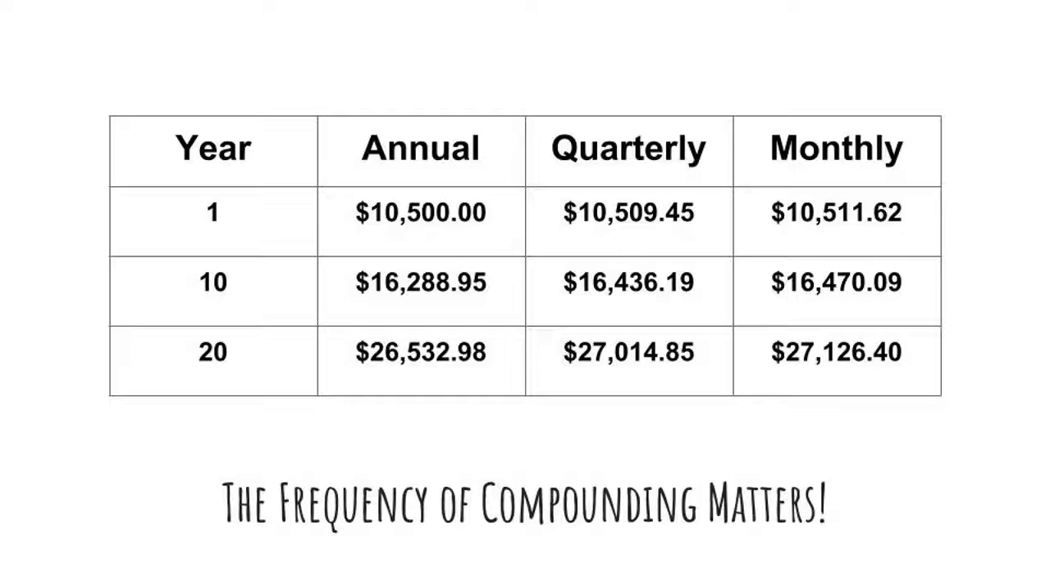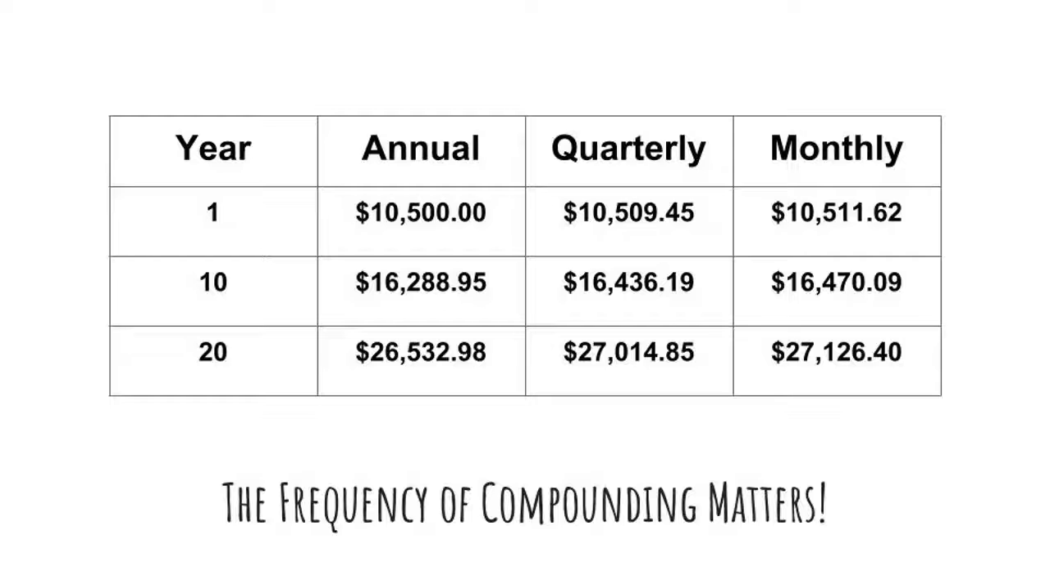Now, what's an example of monthly compounding? A savings account or a bond, right? Anything that will pay you monthly interest. Good examples of quarterly compounding are stocks, because stocks tend to pay quarterly dividends.